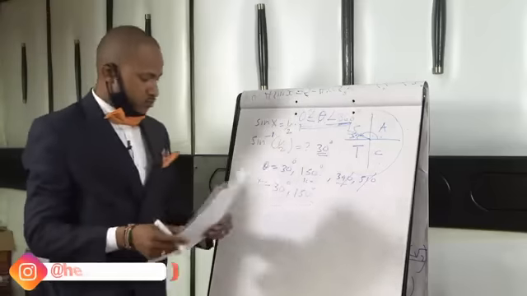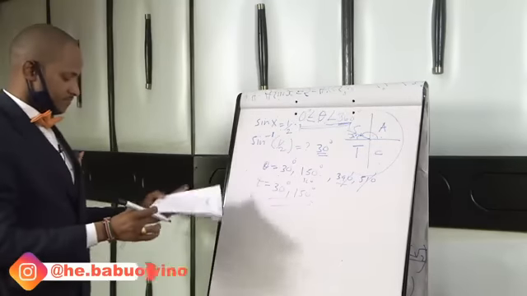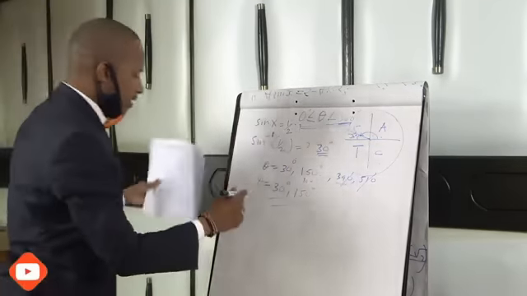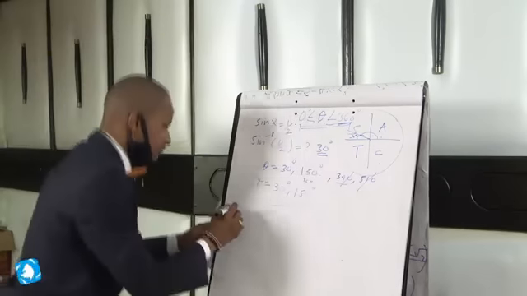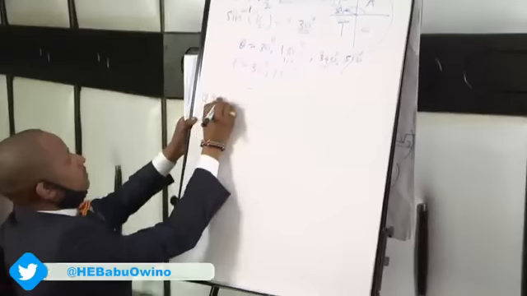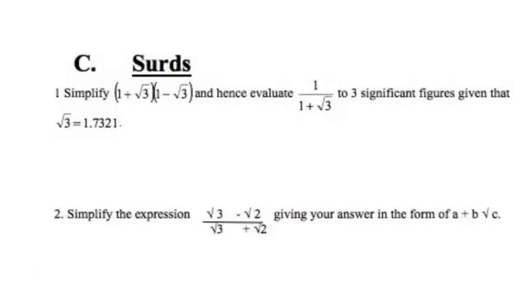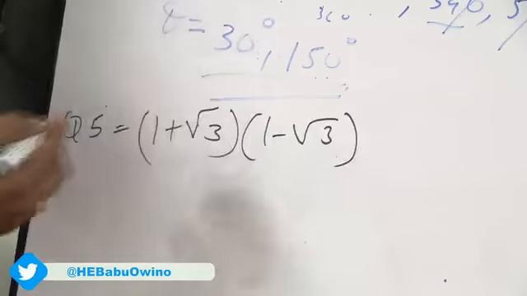Our next question is on surds. Question 5. We are told to simplify 1 plus root 3 into 1 minus root 3. This is surds. 1 plus root 3 and 1 minus root 3 are conjugates of one another. Therefore, you just expand it.